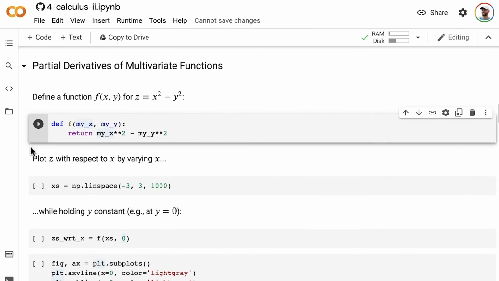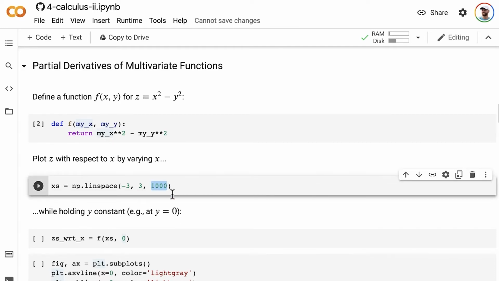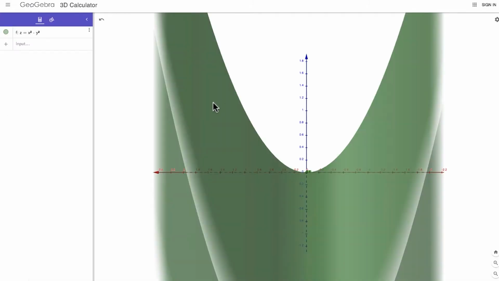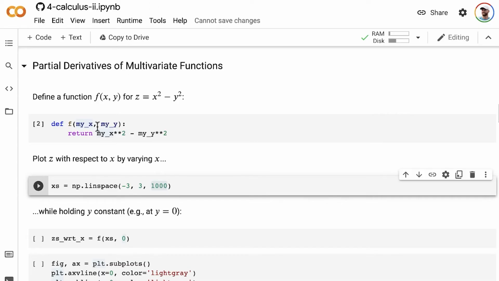In order to plot z with respect to x by varying x, we're going to need some varying x values. So I'm creating a NumPy array here, a vector called x's, that contains 1,000 x values ranging from -3 up to +3. I picked that range because I could tell from the GeoGebra demo that lots of interesting things are happening around x equals 0. We have this parabola curve, this critical point where it turns around, stops going down, and starts going up. So that seemed like an interesting point to study.